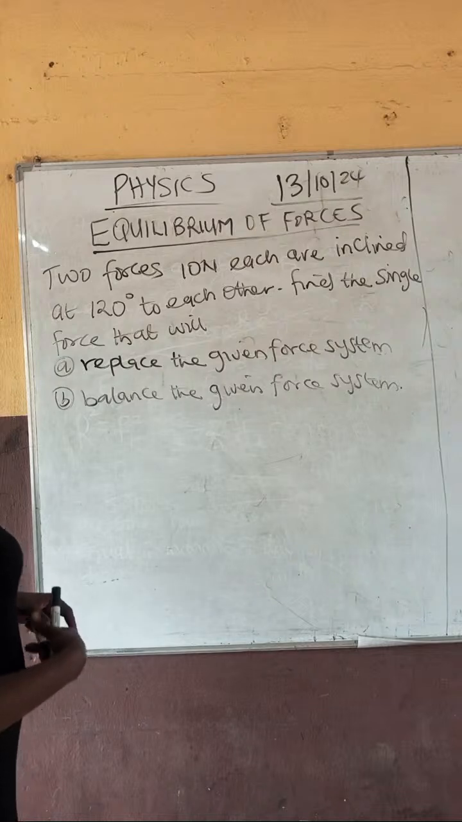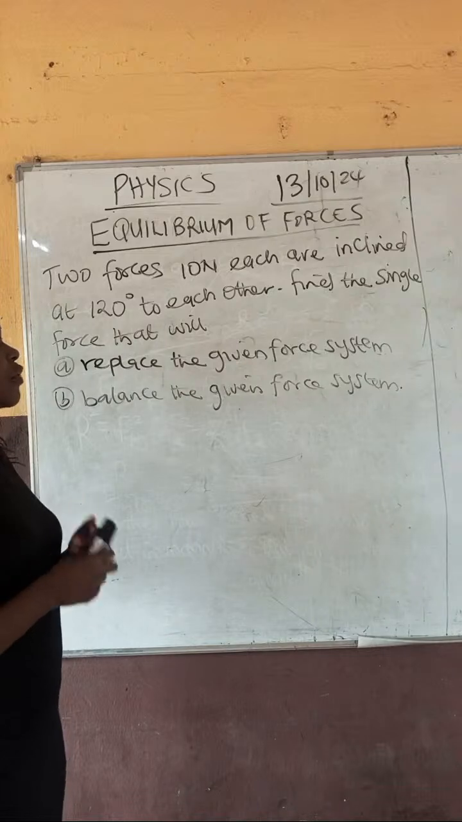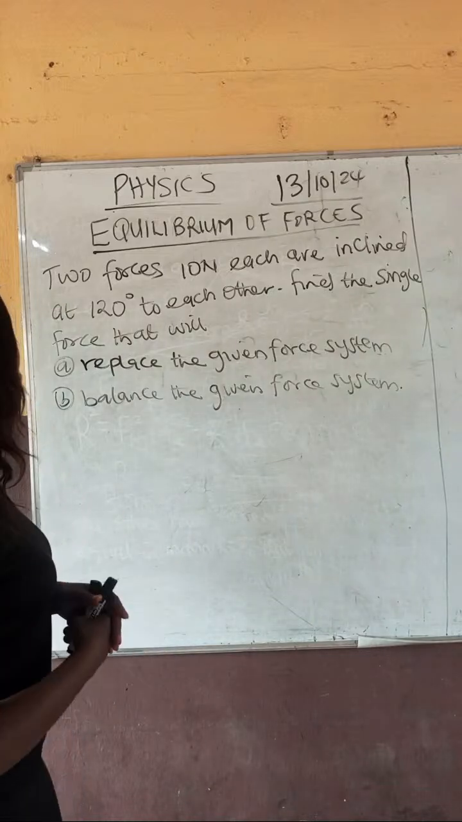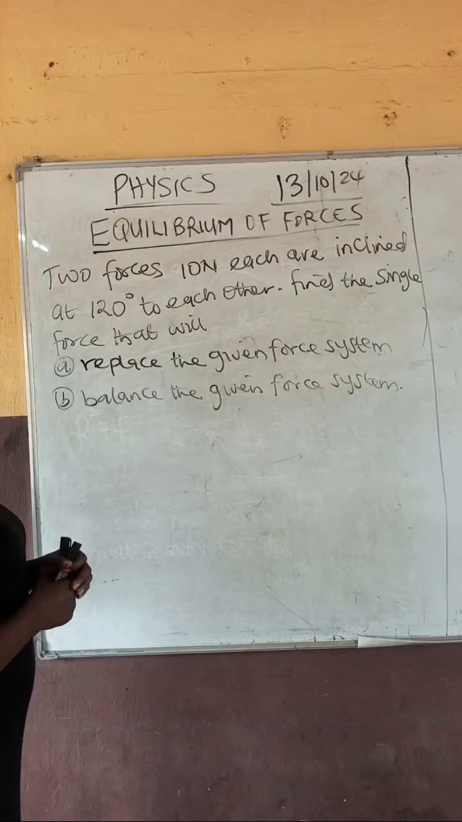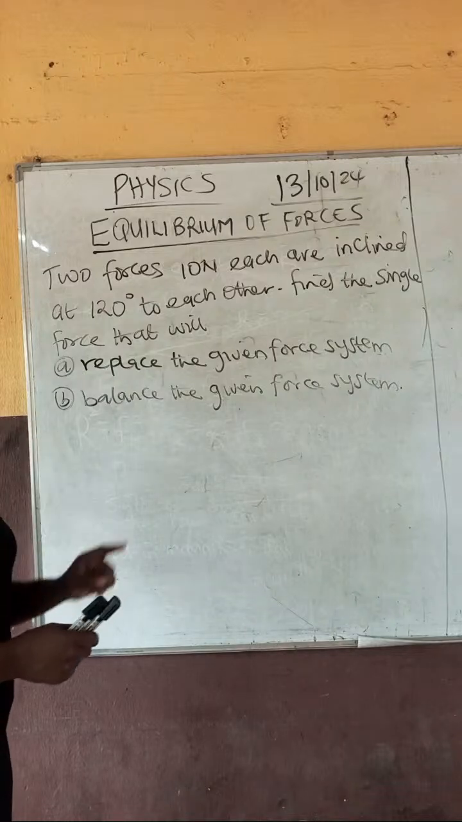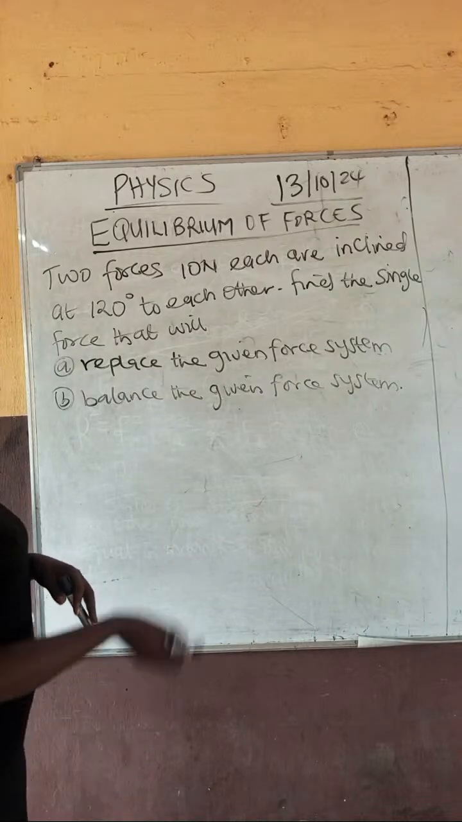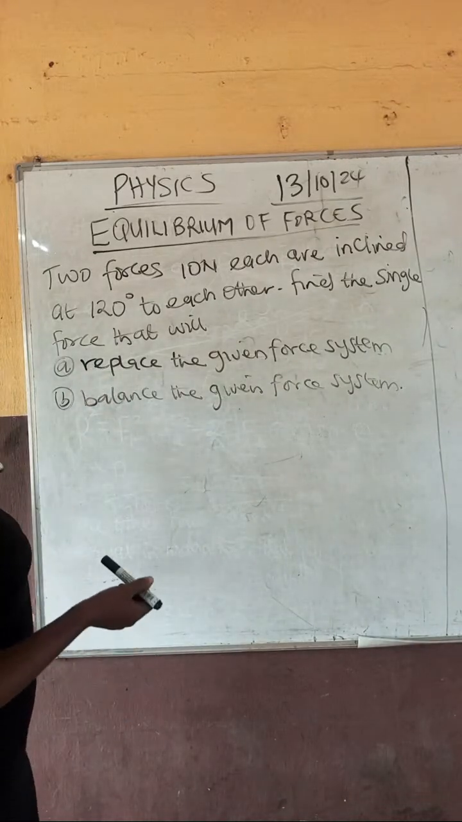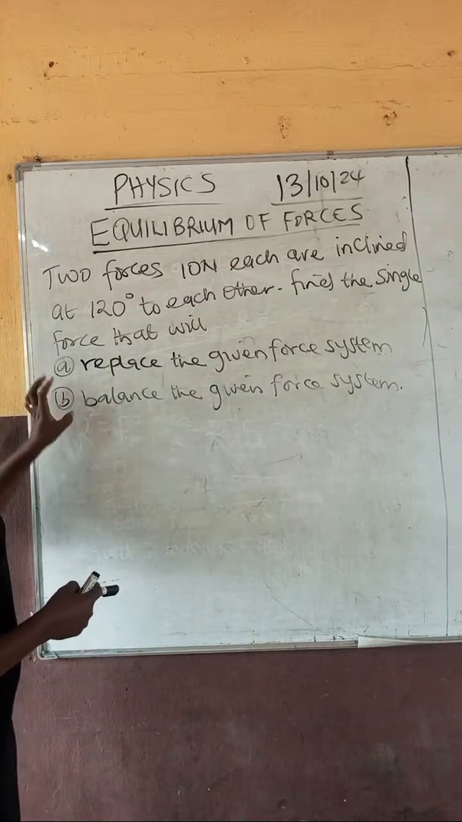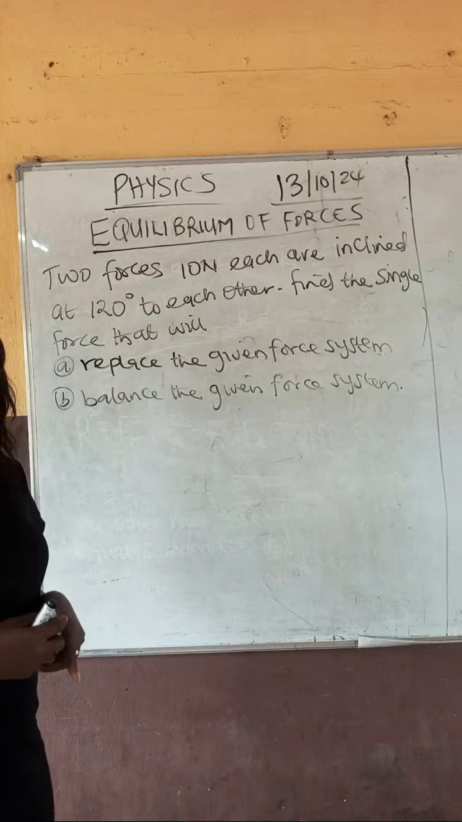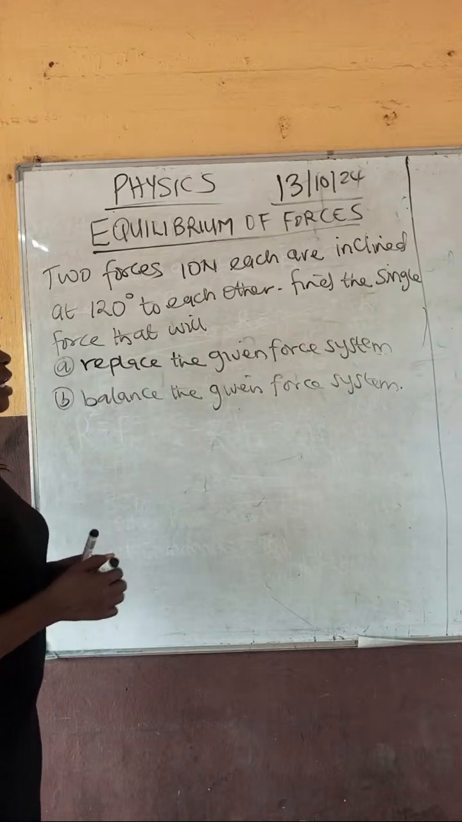Looking at this example, two forces of 10 newtons each. That means the two forces F1 and F2 have a force of 10 newton, inclined at 120 degrees to each other. Find the single force that will replace the given force system. The one that will replace the given force system is the resultant force. So that is what we are looking for in this question. Find the single force that will balance the given force system. The force that balances the given force system is the equilibriant force. So in this question, we are expected to get the resultant force and also solve for the equilibriant force.